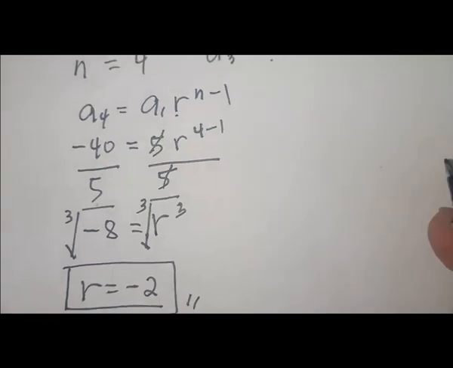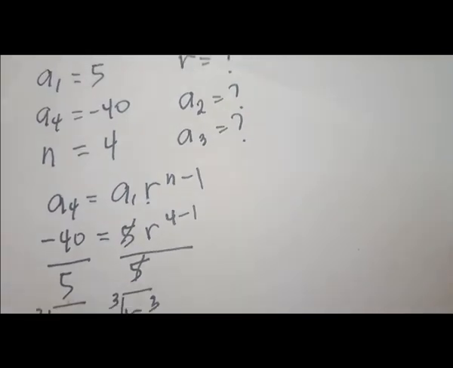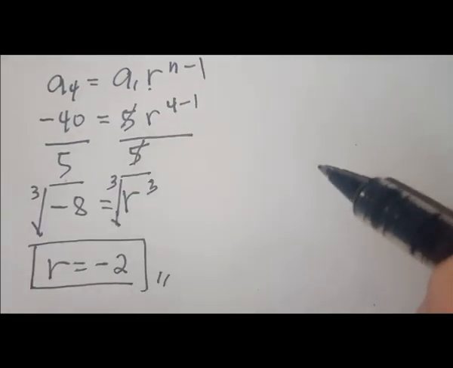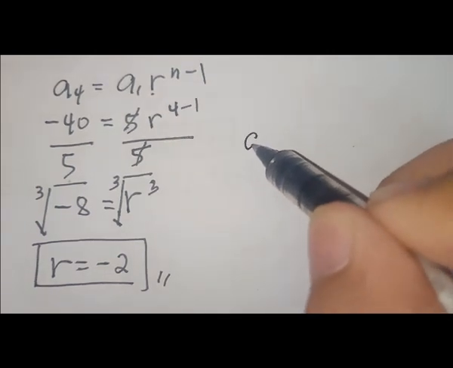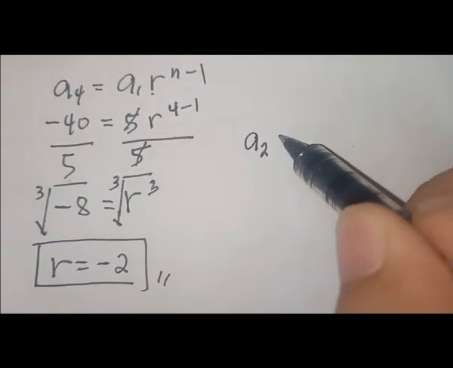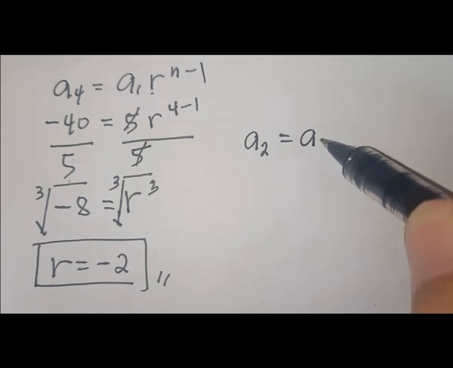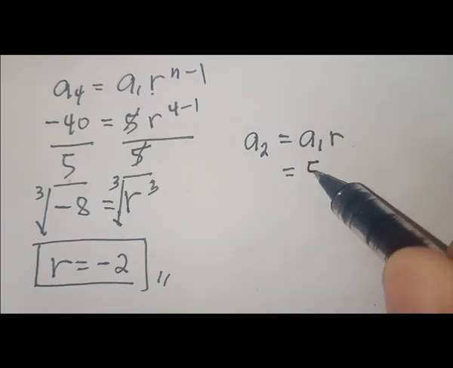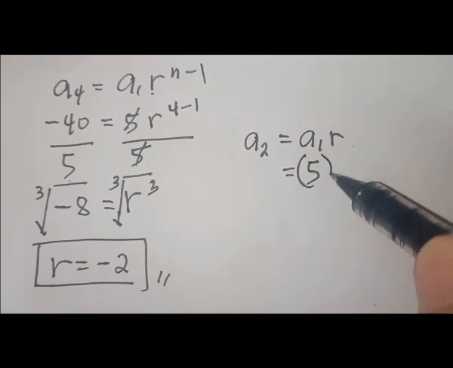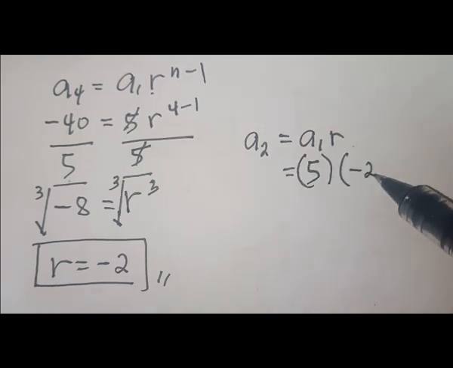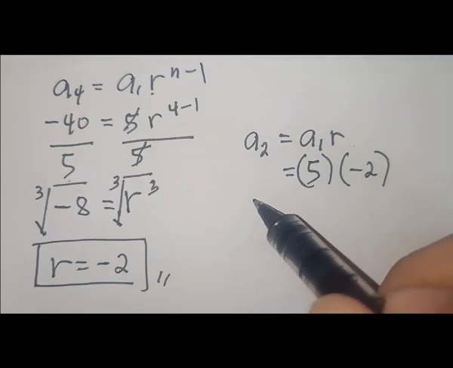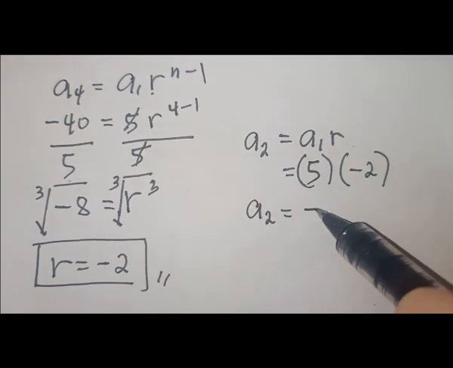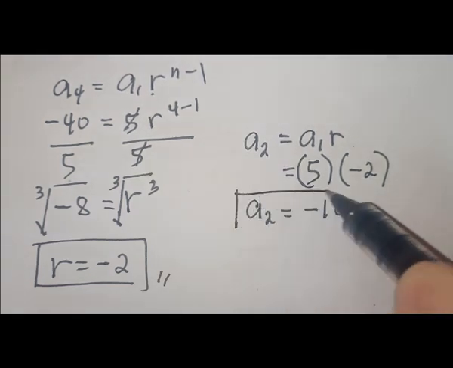So, ngayon, meron tayong common ratio. Pwede na nating mahanap yung value ng ating a sub 2. No? Yung a sub 2 natin na equal sa a sub 1 times r. Na ang a sub 1 natin ay 5. At ang common ratio natin ay negative 2. Therefore, yung a sub 2 natin ay negative 10.